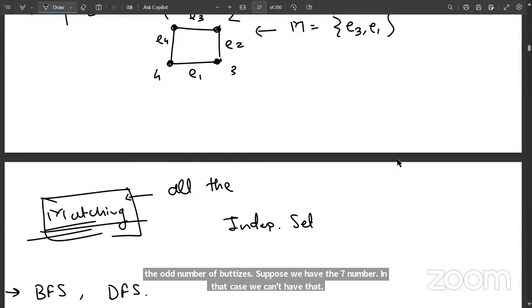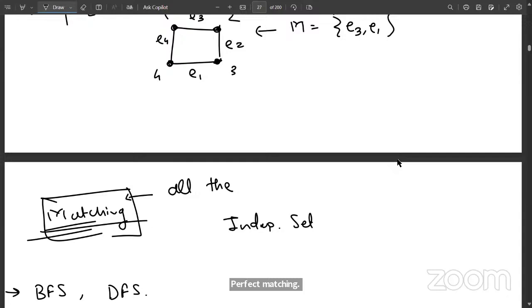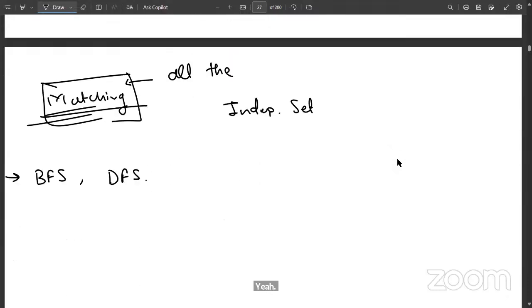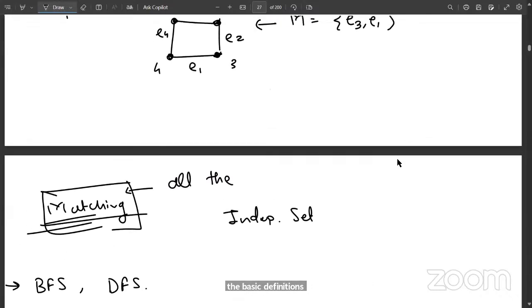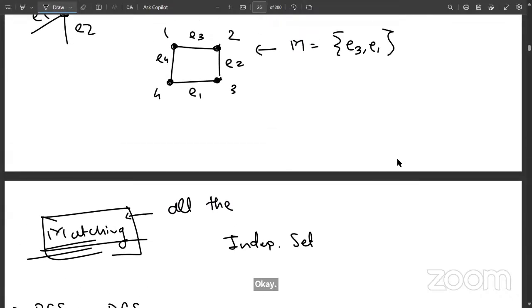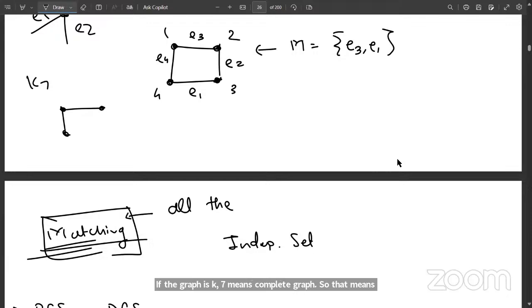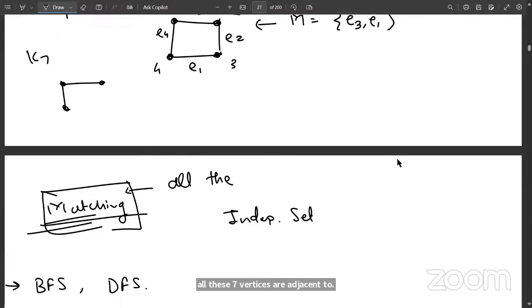So actually it depends on the graph. If it's your K7 graph, then obviously you can't. These topics you can learn from a book. We haven't covered these topics in very detail. We are just covering the basics. Ma'am, there is one question in the graded assignment. If the graph is K7, a complete graph, all the 7 vertices are adjacent to each other. In that case, we can't have a perfect matching.